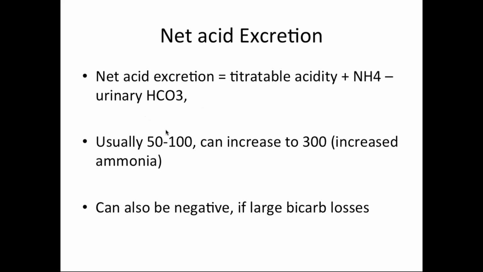So the net acid excretion of the body is the titratable acidity or titratable acid plus the ammonia that is excreted, minus any bicarb losses that are there. Usually the intake is 50 to 100, and the excretion is 50 to 100. If someone increases their acid load, this can go up to 300 milliequivalents per day. And if someone has a very high alkali load or has received bicarb infusions or something, then it can also be negative with large bicarb losses.